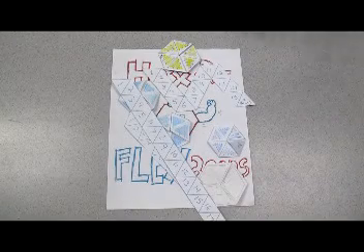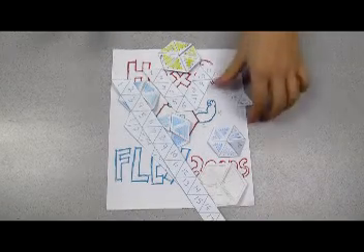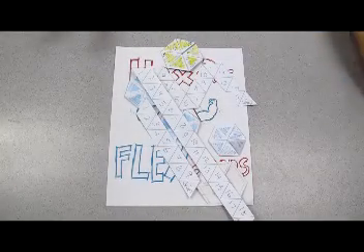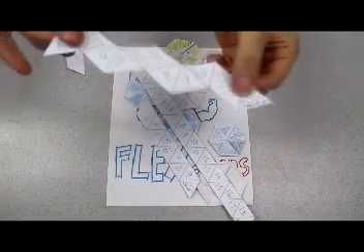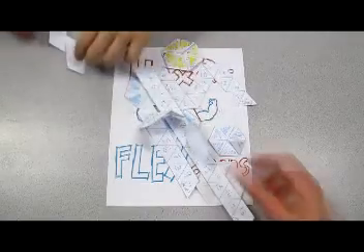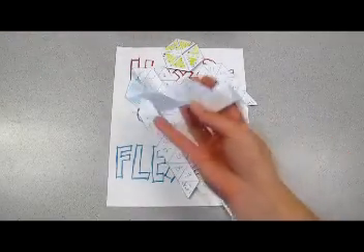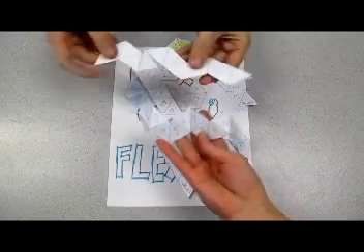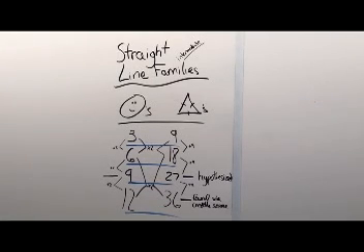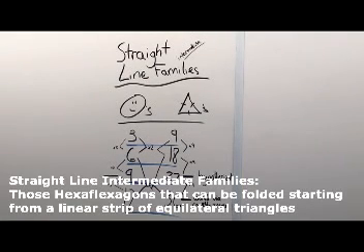As mentioned before, we're going to look into starting points of hexaflexagons as if they could all be straight lines. Let's look into this. We could probably make them work if we started out with more triangles in a straight line and glued the undersides of the folded triangles together. Let's add a definition. Straight line intermediate families.